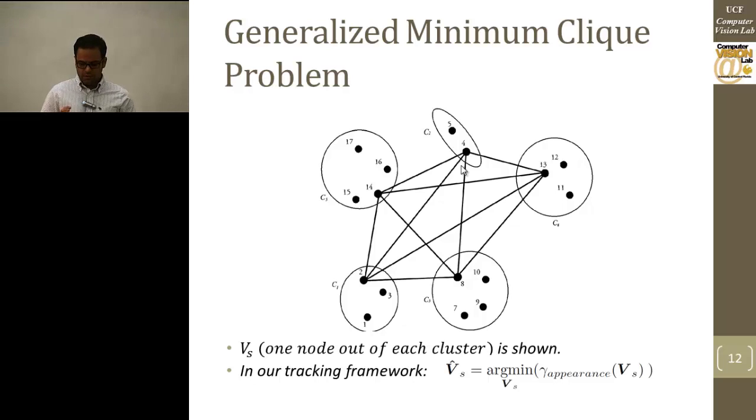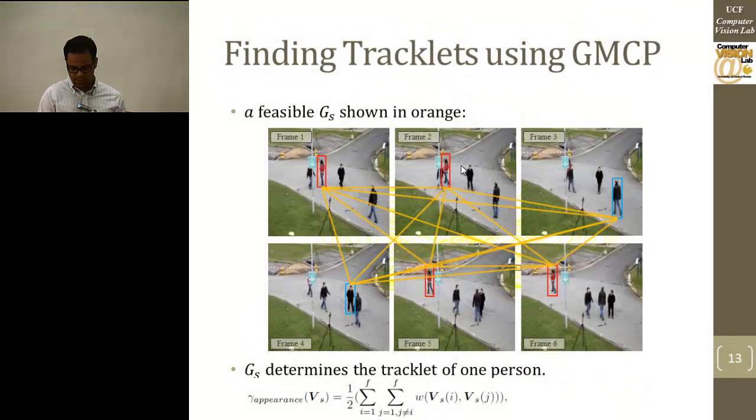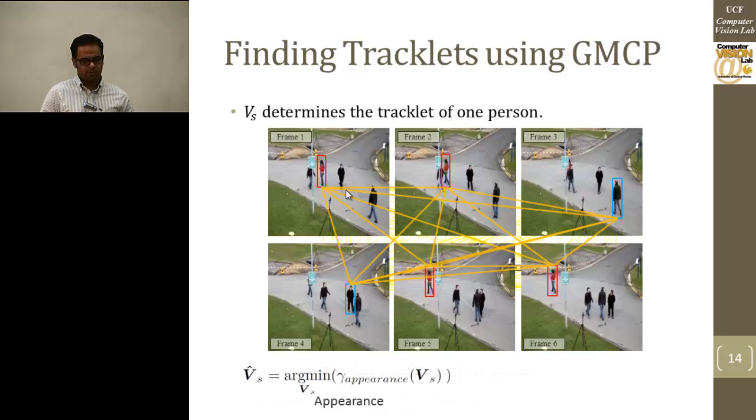So if we solve GMCP for the graph G that we defined earlier, it finds the tracklet of one person in a way that the variation in appearance across those detections is minimized. Here you can see that if we solve GMCP for this particular segment, from each frame we have picked one detection, in a way that the detections are visually most similar to each other. What we have incorporated so far was appearance, but we want to incorporate motion also. So we add one more term to our optimization function based on motion.